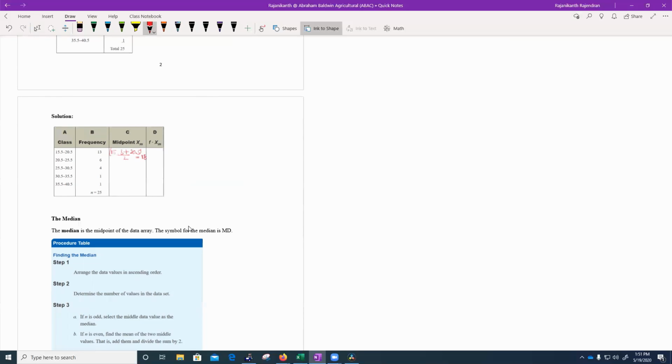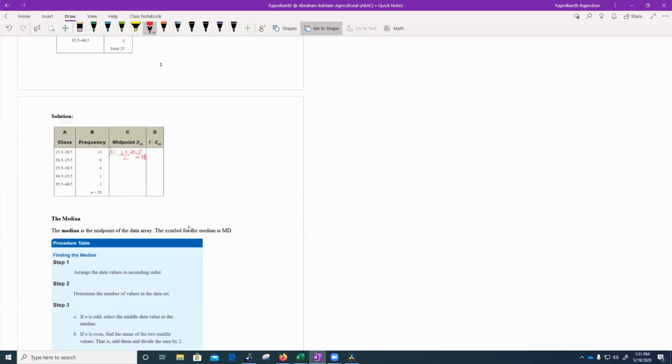If you do the second one, simply add 20.5 and 25.5. When you add those two, you will get what? So I'm writing only the answer right away. So 20.5 plus 25.5 is 46, right?